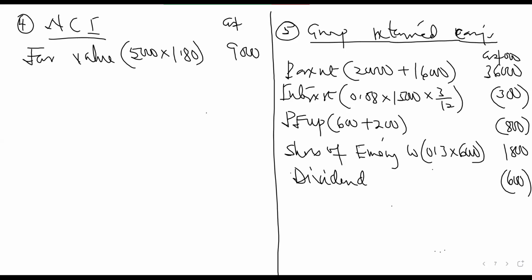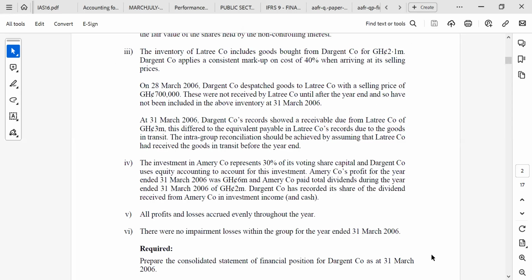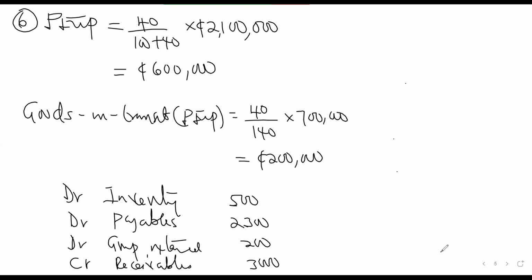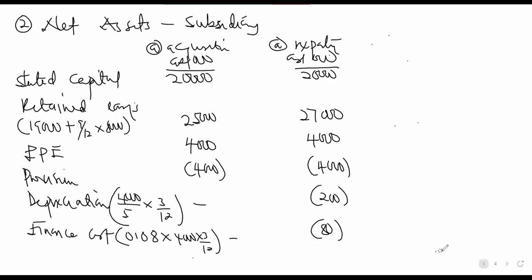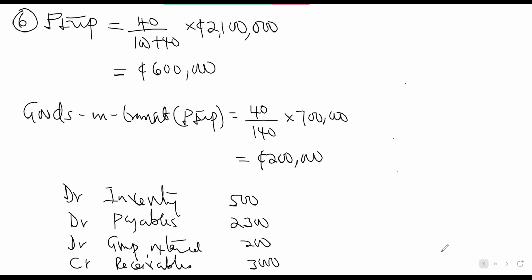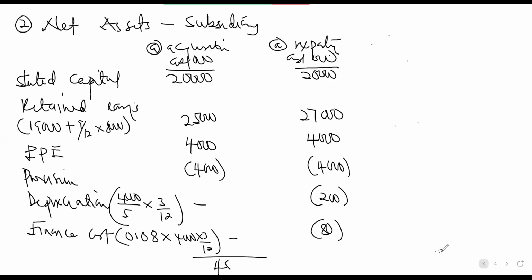So that is the end of this question. All profit and loss accrue evenly. That is for the calculation of the group retained earnings. There were no impairment losses within the group for the year end. So let's go and determine our post-acquisition profit and other things and move on. Okay, so the figure that we used over here was 45,000. Okay, so this will be what?